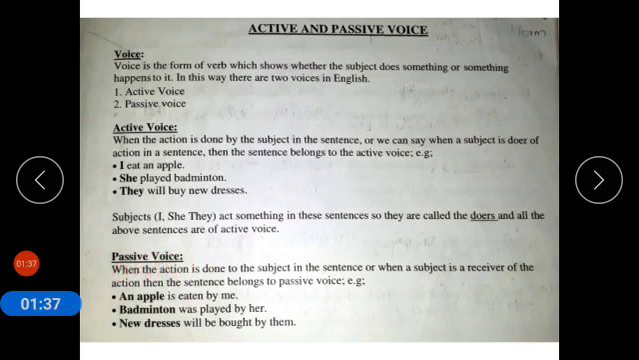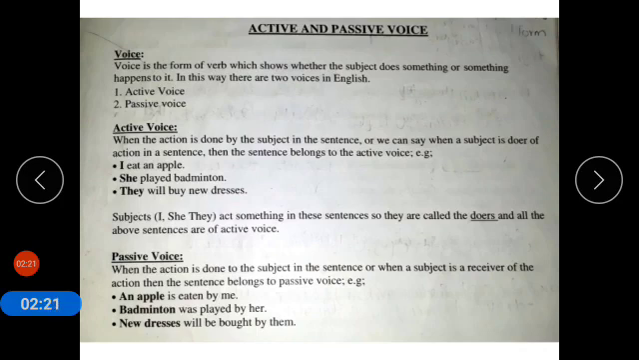Now coming to passive voice. When the action is done to the subject in the sentence, or when a subject is a receiver of action, then the sentence belongs to passive voice. For example, an apple is eaten by me. So in this sentence, the subject is the receiver of an action. An apple is eaten by me. The apple is the receiver of the action. Badminton was played by her. In this sentence also, the subject is the receiver of the action. New dresses will be bought by them.